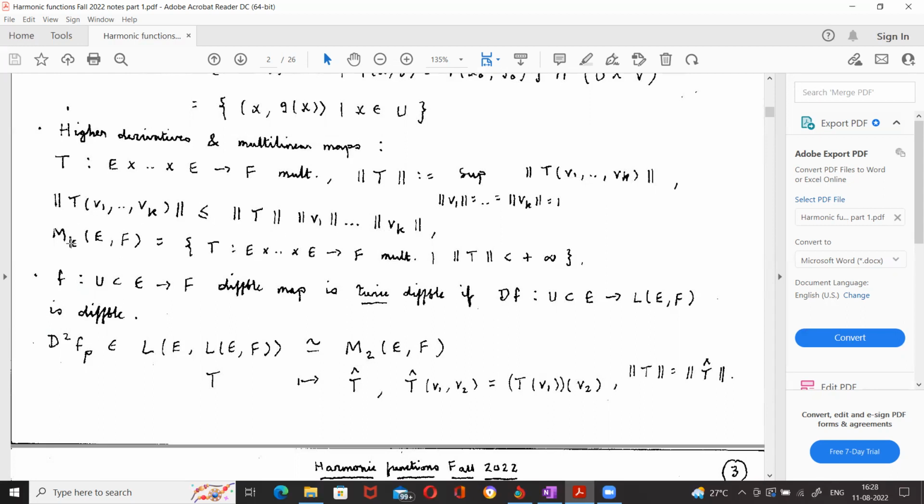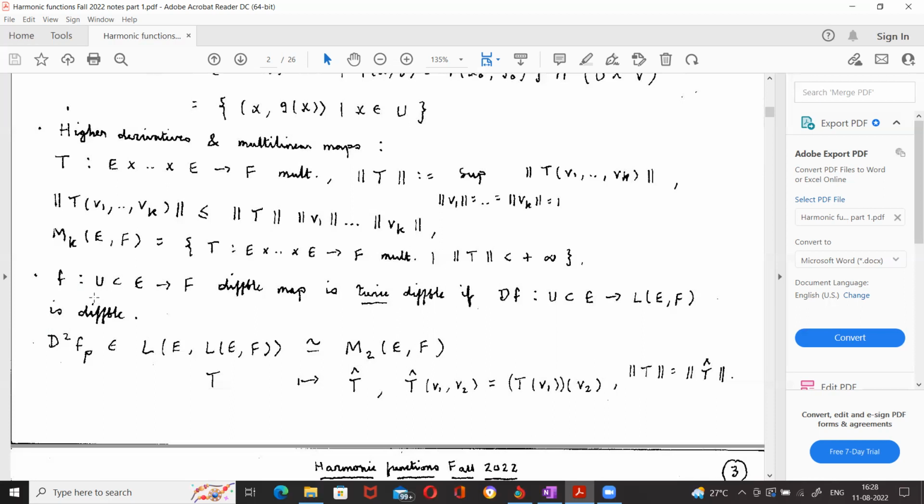And so then we define M_k(E, F) to be the set of multilinear maps T from E cross E cross E, k times, to F, whose norm is finite. Again, in finite dimensions, this is just all multilinear maps from E cross E, k times, to F. All right, so why are we interested in multilinear maps? Because these arise when you consider higher derivatives of a map between vector spaces.